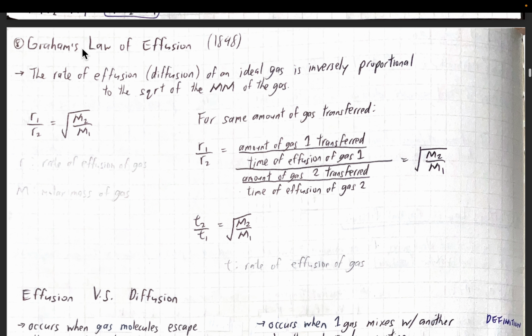Let's go to Graham's law of effusion. So the rate of effusion, actually there's a difference, no, between effusion and diffusion, but there are some cases where they're basically the same idea. It just depends on the context. In this case, they're synonymous. So the rate of whether it's effusion or diffusion of an ideal gas is basically inversely proportional to the square root of the molar mass of the gas. So how do you express that in an equation? So it's this one.